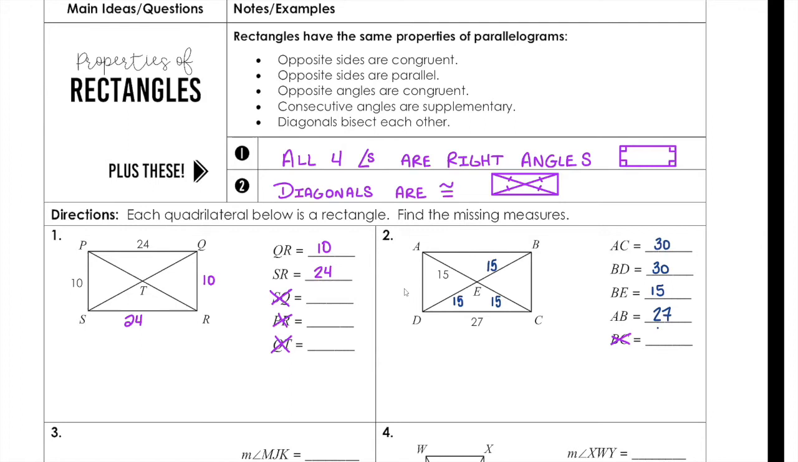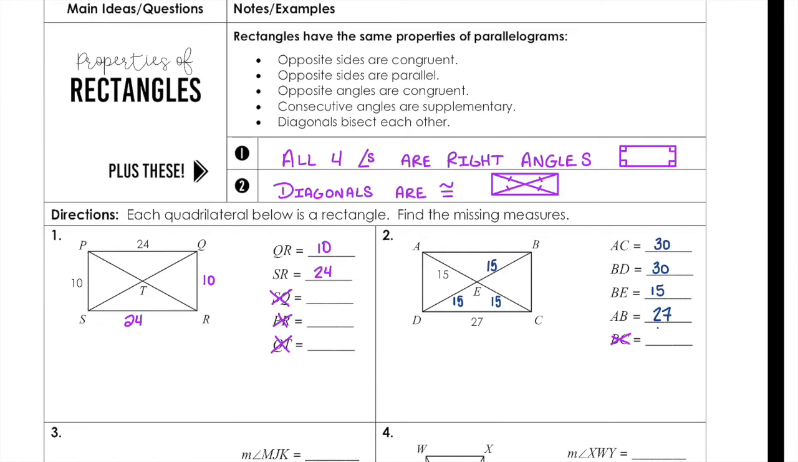For 2 days, we've been talking about parallelograms. We're going to continue our parallelogram discussion, but now we're going to get specific into our type of parallelogram. So our parallelograms have those 5 qualities.